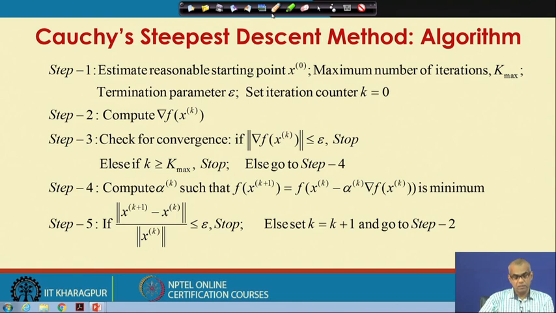Now, again we can check if the guess value is not changing much, we can stop. Otherwise, we set k equal to k plus 1 and go to step 2, where for the current estimate of the minimum point, we again compute the gradient and continue with the procedure.